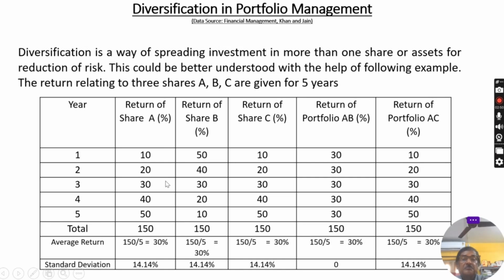Now see, what is the average return for share A? You know how to compute it. You just add all the returns and divide by 5. That means 30% is the average return for share A. For share B, what is the average return? That is also 30%. And for C also, the average return is 30%.